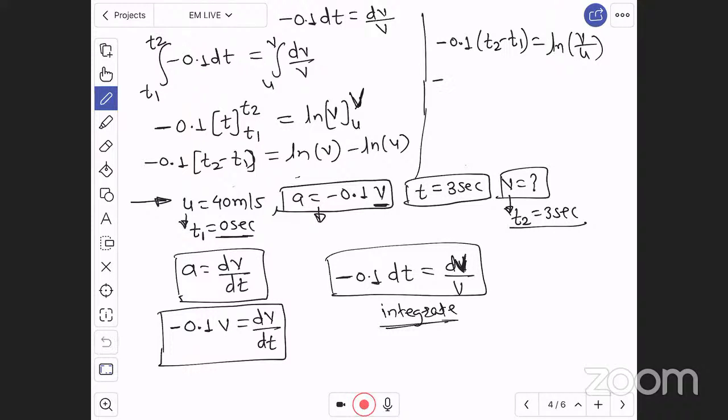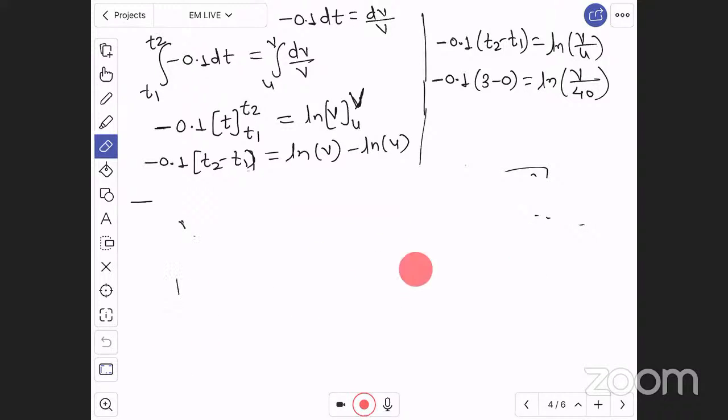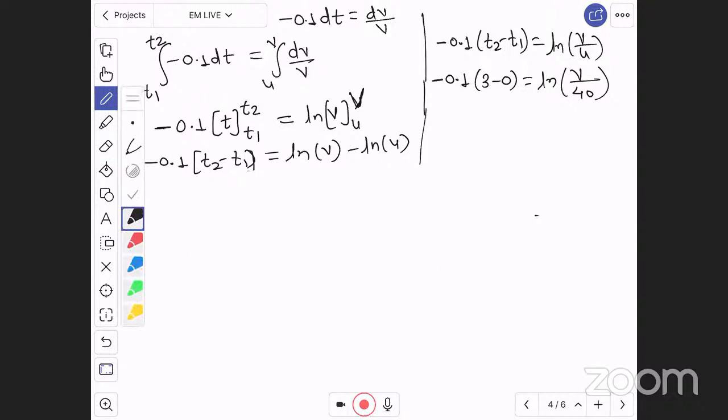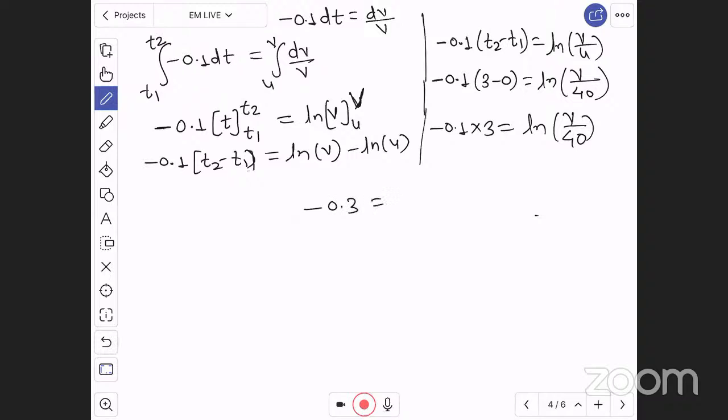Now put the values. Therefore, minus 0.1 into t2 is 3 minus t1 is 0 is equal to ln of v, which needs to be calculated. Initial velocity is 40. Now let us solve this question. The equation you will get is minus 0.1 into 3 is equal to ln of v by u, v by 40, u is 40. Therefore, can I say minus 0.3 is equal to ln of v by 40.